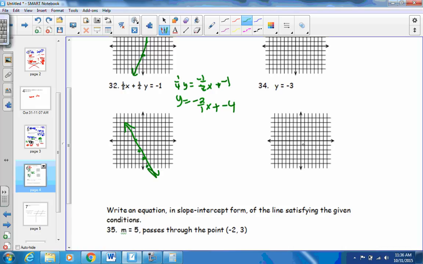Number 34, we'll just cross it. The y is -3, 1, 2, 3, and it's going to go only that direction. Horizontal, no slope there.